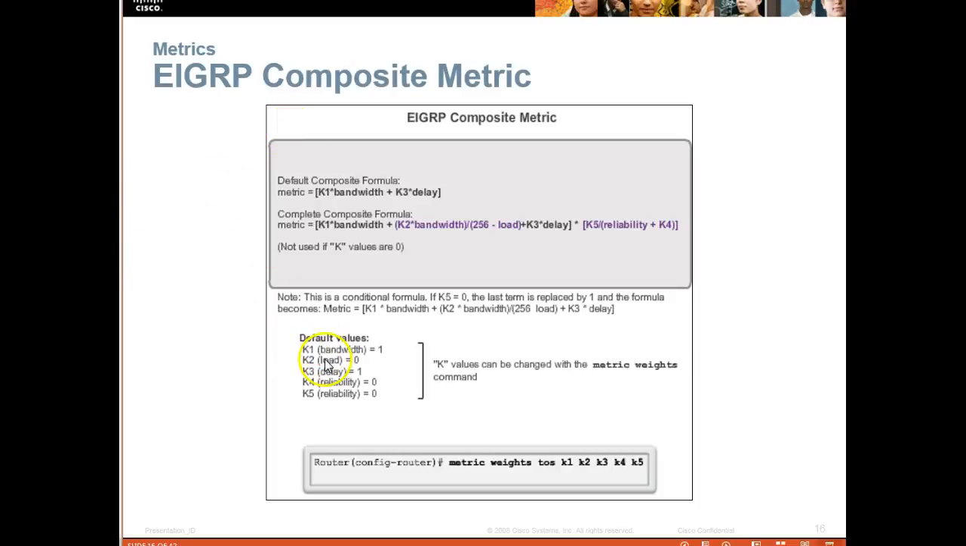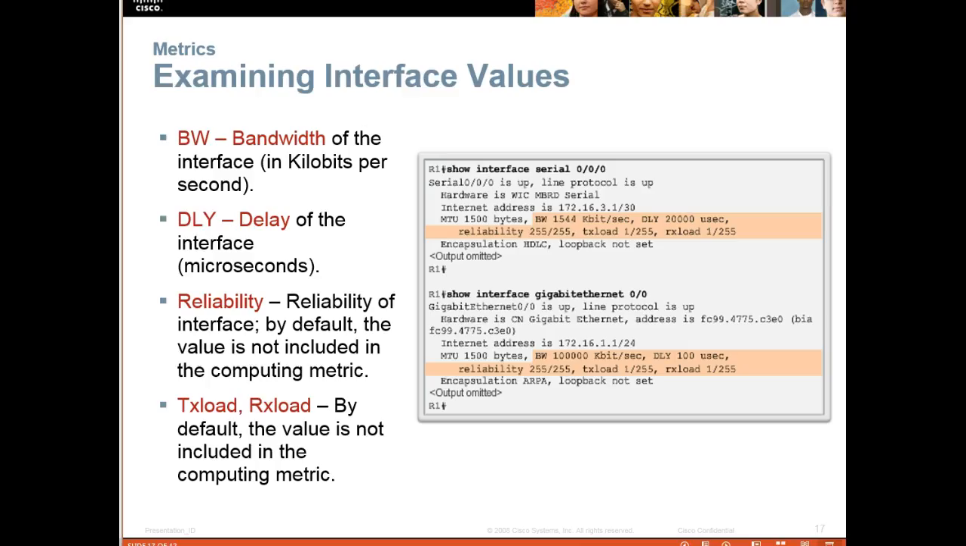You see we have K1, 2, 3, 4, 5. K1 is bandwidth, K2 is load, K3 is delay, K4 reliability. So these K values can be added in and weighted to change how it works. But still the basic bandwidth and delay are the key values used in tweaking EIGRP. The others can be configured.